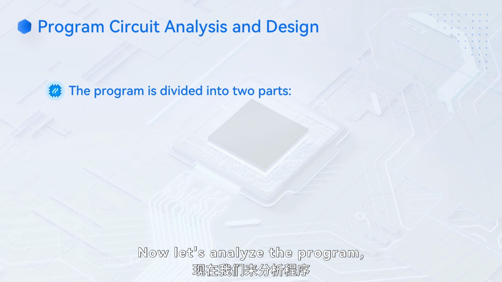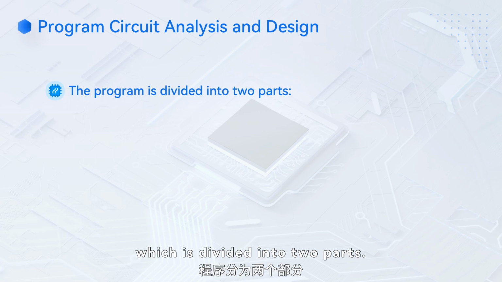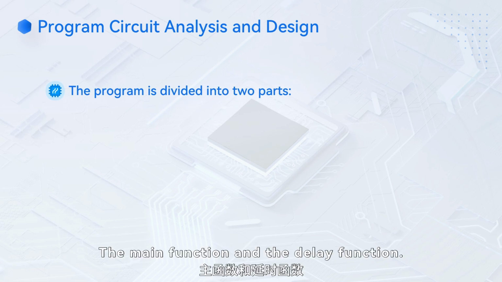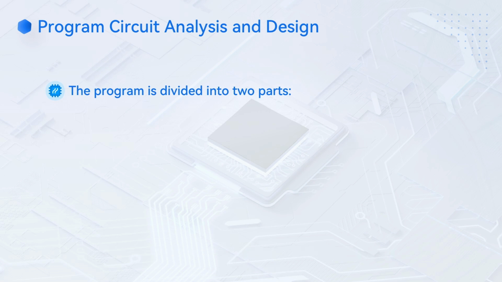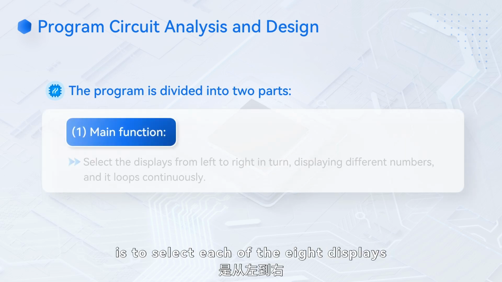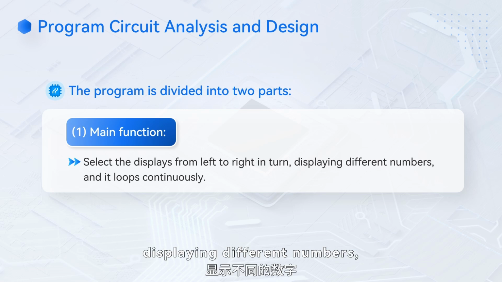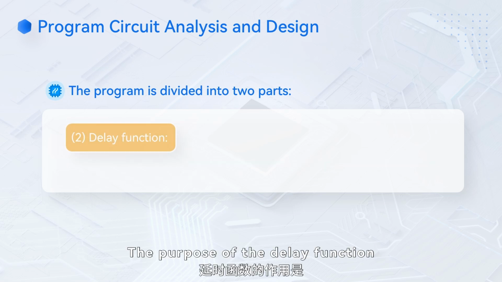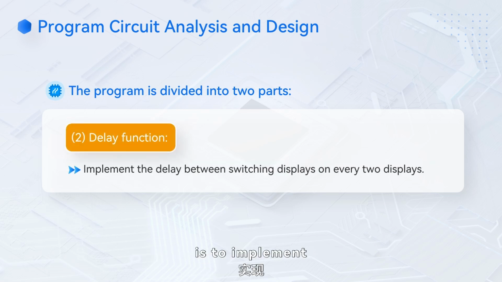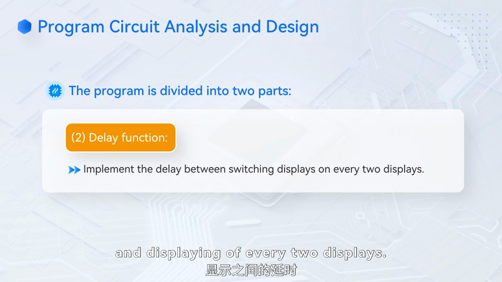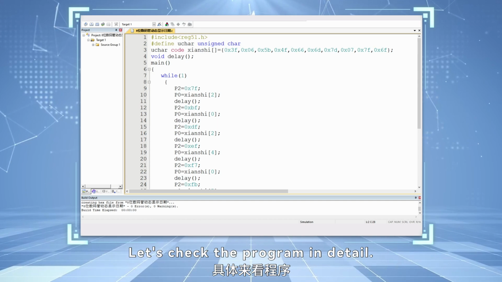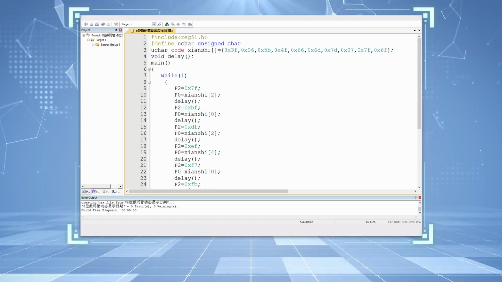Now let's analyze the program, which is divided into two parts: the main function and the delay function. The main function's role is to select each of the 8 displays from left to right in turn, displaying different numbers, and it loops continuously. The purpose of the delay function is to implement the delay between the switching and displaying of every 2 displays. Let's check the program in detail.